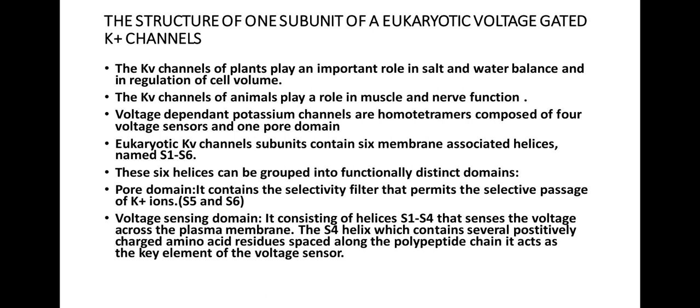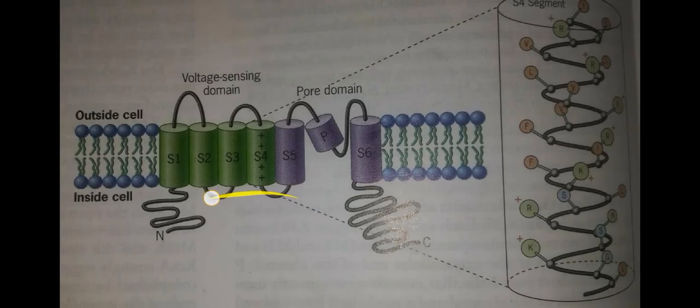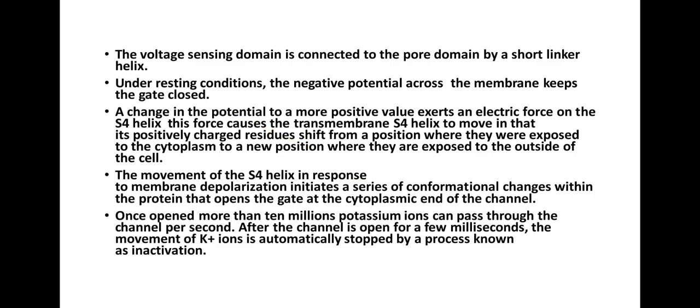Pore domain: it contains a selectivity filter that permits the selective passage of K+ ions. Voltage sensing domain: it consists of helices S1 to S4 that sense the voltage across the plasma membrane. The S4 helix contains several positively charged amino acid residues spaced along the polypeptide chain, and it acts as a key element of the voltage sensor. Outside of the cell, inside of the cell, voltage sensing domain, pore domain. The voltage sensing domain is connected to the pore domain by a short linker helix.